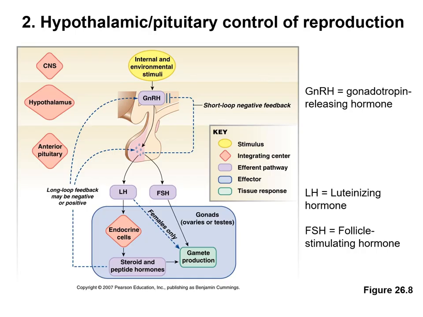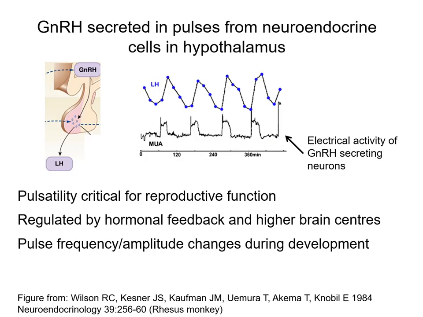Now, how is it that the anterior pituitary secretes both LH and FSH in response to one hormone, GnRH? How does it know which one to produce? It depends on the pulses of the GnRH secreting neurons. So remember, because these are hypothalamic cells, they are modified neurons that are secreting GnRH through the hypothalamus. And so they have some neurological characteristics.